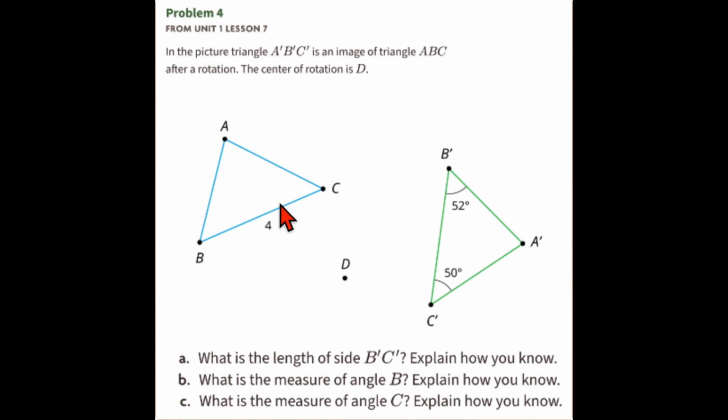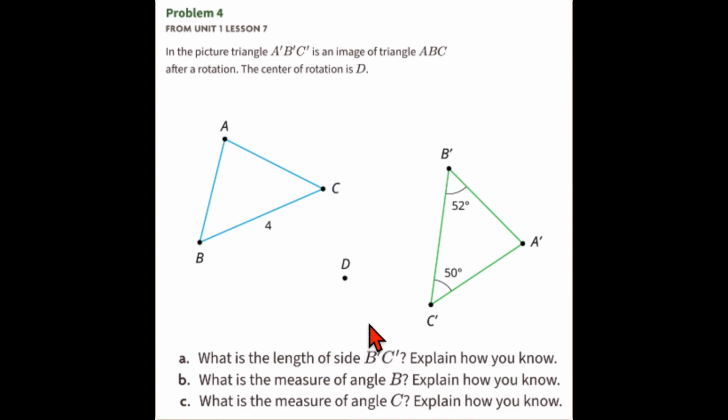Because this is a rigid transformation, these three angles remain the same size as these three angles here, and each of the side lengths remains the same length as these side lengths here. It doesn't change. The only thing that's changing is its position within the plane because of the rotation around this point D. So your job is to realize that angle B is the same as angle B prime, angle C is the same as angle C prime, and length BC is the same as length B prime C prime.